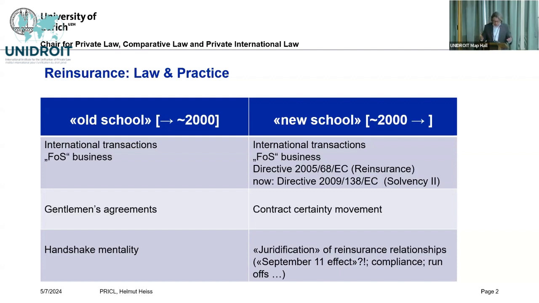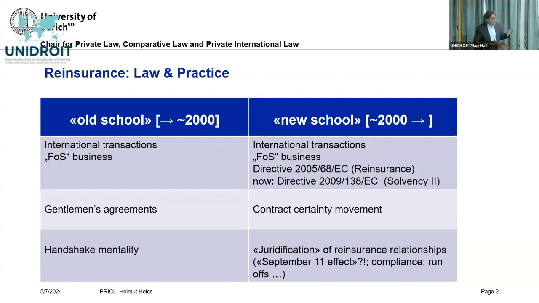It starts with regulation. Directive 2005/68 of EC regulated reinsurance, not as tightly as primary insurance, but it did regulate it. And those rules are now taken up in the Solvency II Directive of 2009. Regulators, especially in the Anglo-American world, moved for contract certainty. They required reinsurers to document their contracts within short time and as complete as possible. The documents need to be drafted carefully and comprehensively.